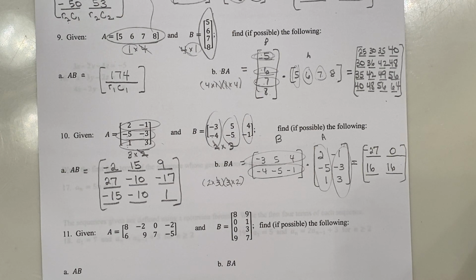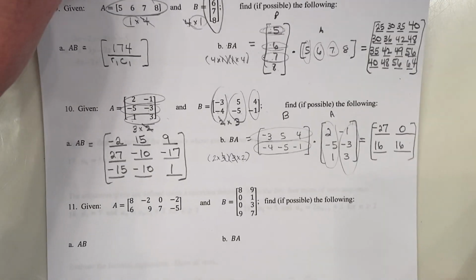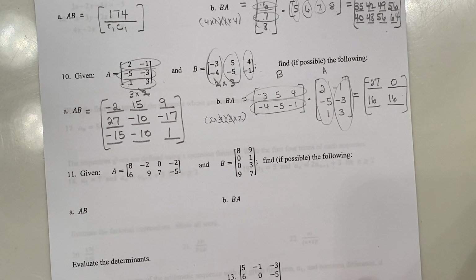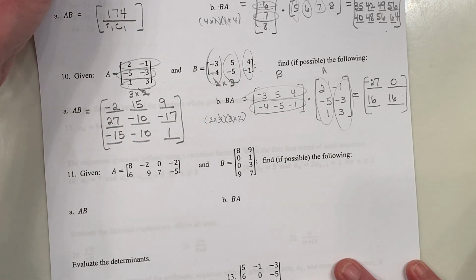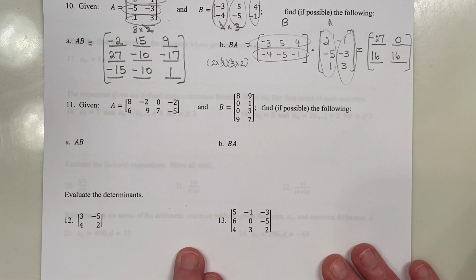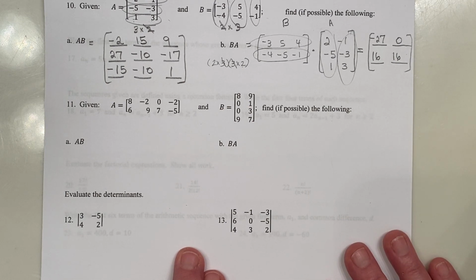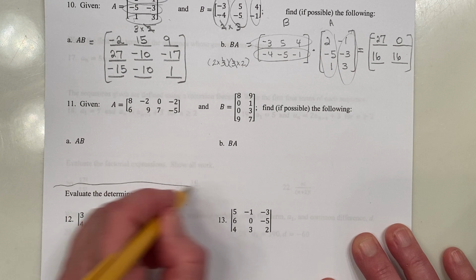Okay. And then I'm going to leave number 11. That'll be found on the key. Okay. I believe you can do both those multiplications. I believe you can do both A times B and B times A. Yes, you can. Okay, let's move down to evaluate the determinants.